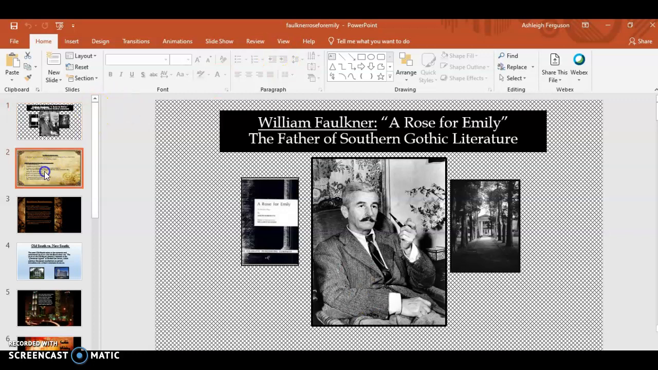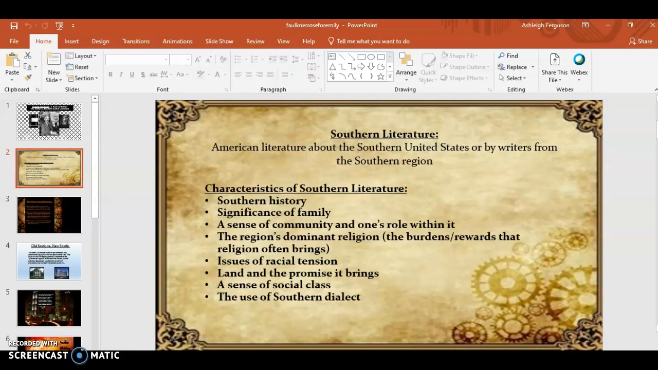Now, when you think of Southern literature, we do need to discuss this in relationship to A Rose for Emily, because it is a piece of Southern literature. A piece of Southern literature is American literature from the Southern region of the United States, and it's written usually by writers from the Southern region, or it could be written by writers from other regions, but the setting of the story is in the South.